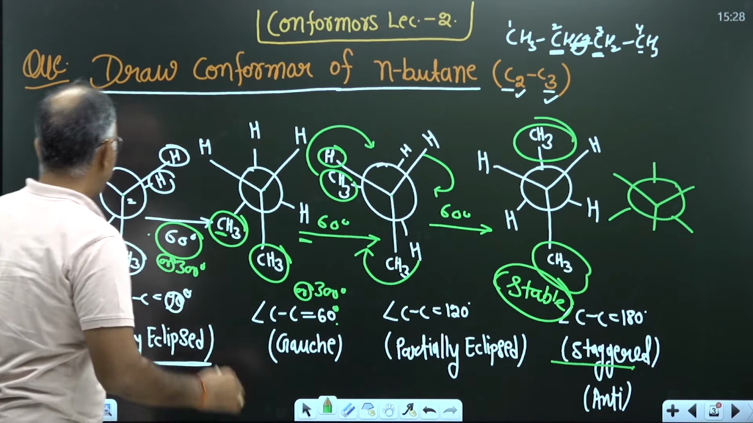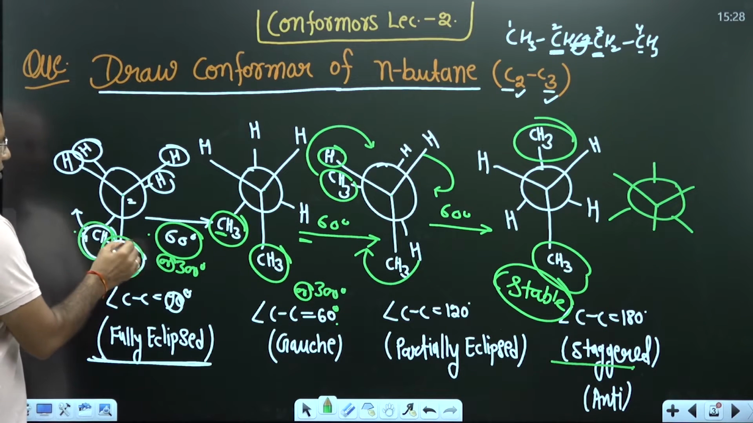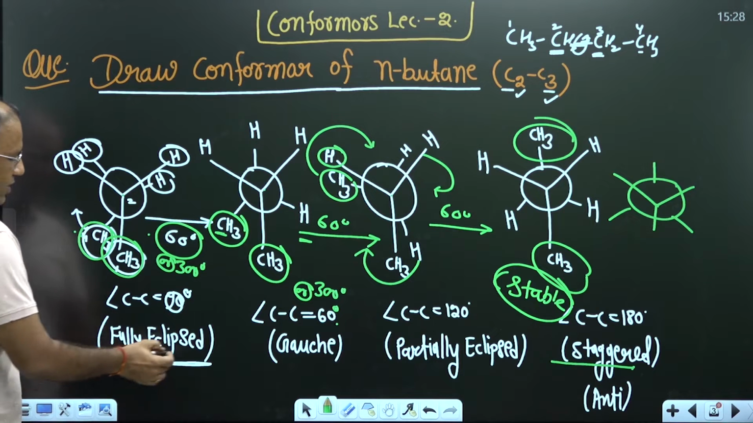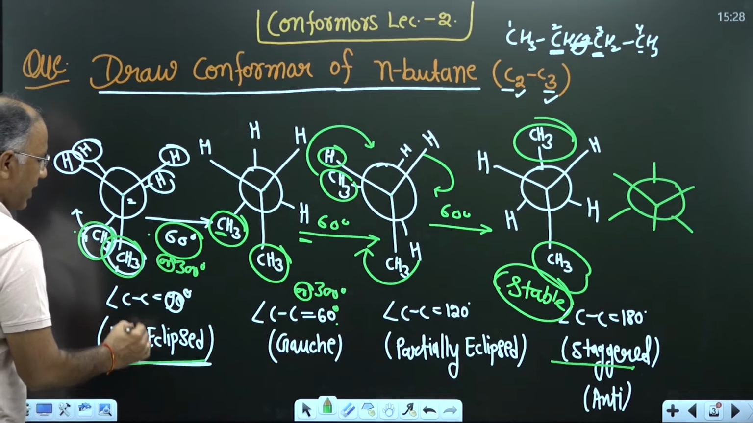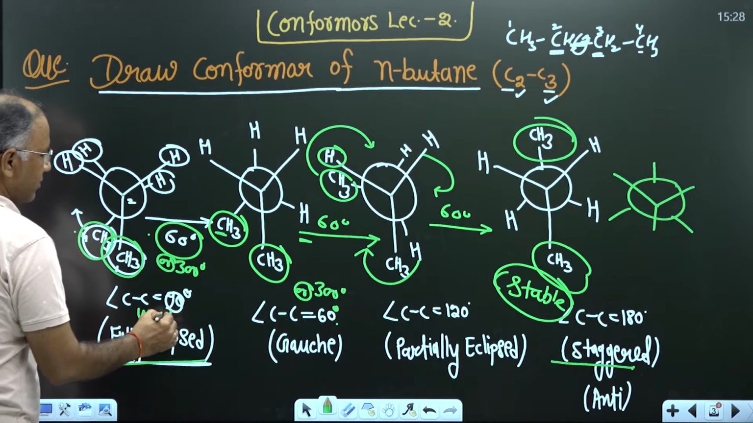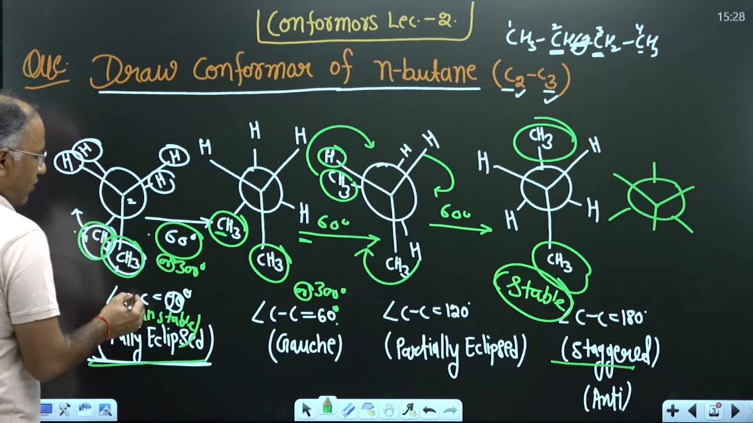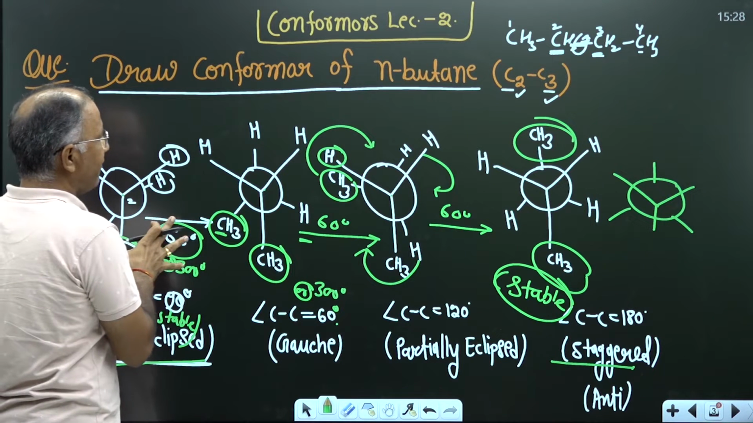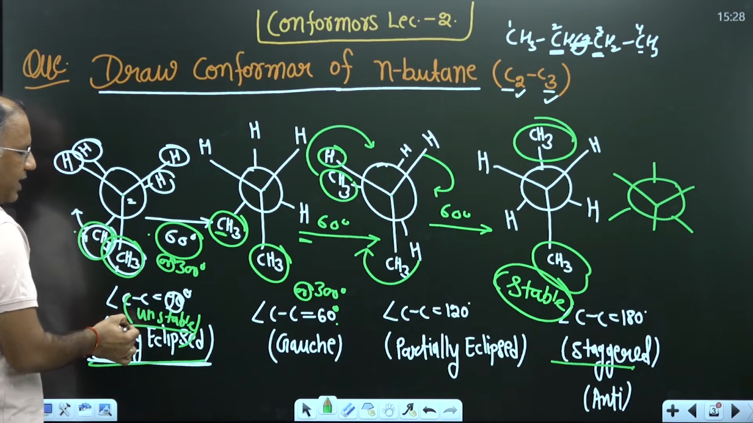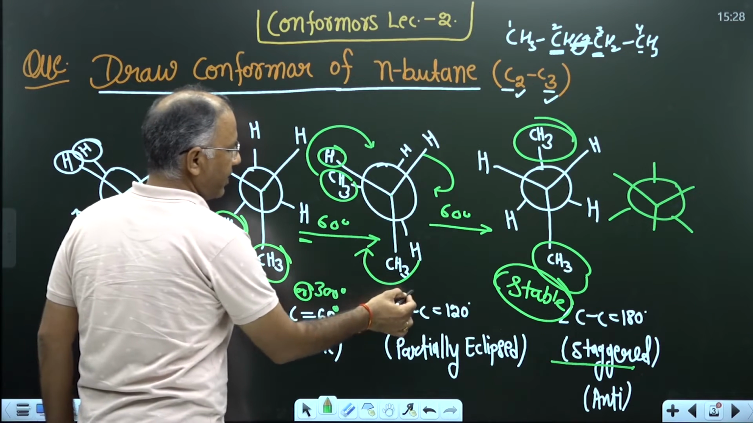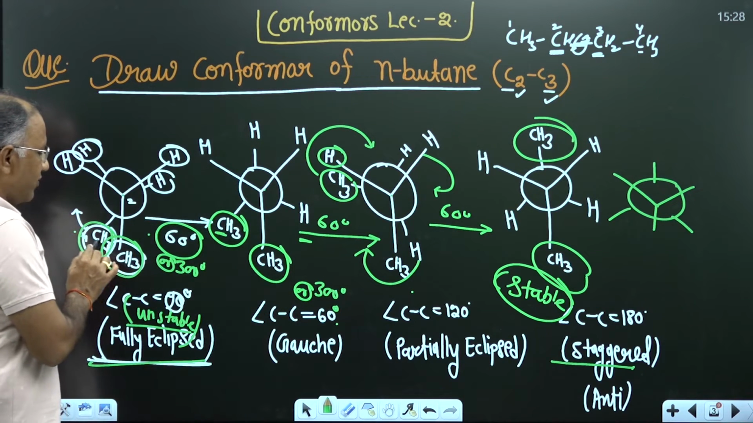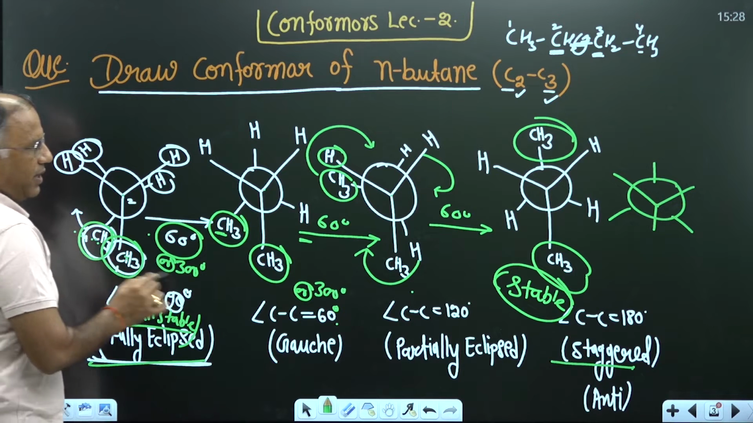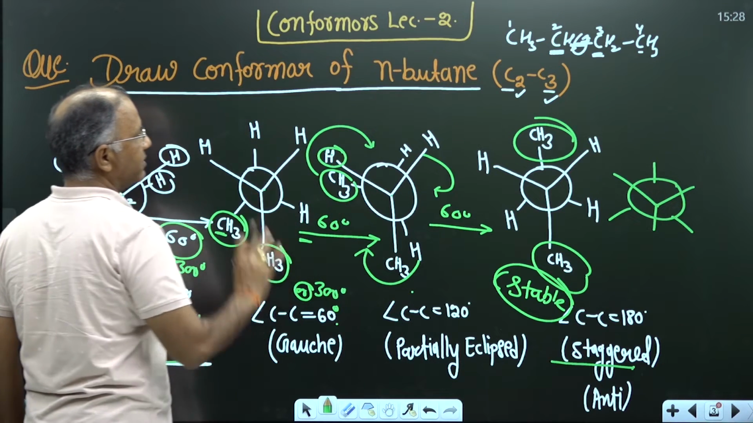Got it? And this is the most unstable conformer. This is fully eclipsed, which is highly unstable. Whenever there is an eclipsed type formation, it is unstable. This is highly unstable. This is also unstable, but this is the most unstable because of two bulky methyl groups. In this case, there is an H and a methyl, which is a less bulky group.